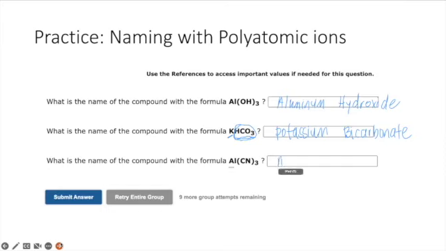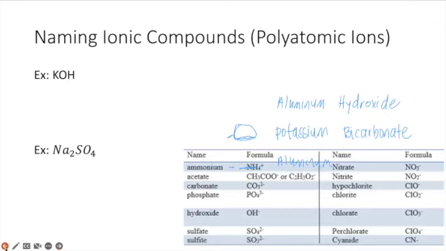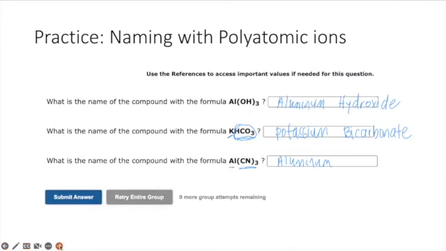So again, here's aluminum. This is a tricky one. I honestly don't know if I have this one memorized. Let me go back. I think it's cyanate. Cyanide. Okay, so aluminum cyanide.